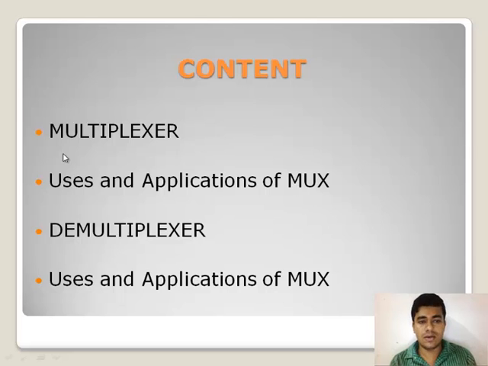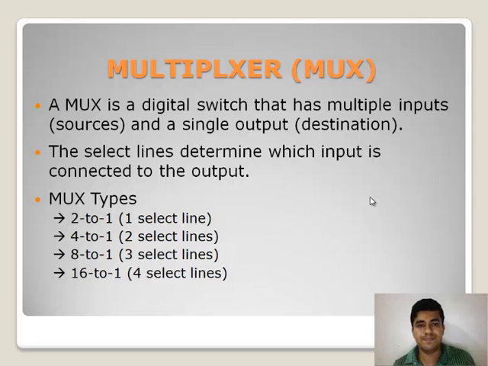First we will see the multiplexer, that is the basic functioning of the multiplexer, block diagram of the multiplexer and how it will be implemented. Then we will see uses and applications of the multiplexer. Then we will go further to demultiplexers. In demultiplexers we will see the uses and applications, also the basic functioning, block diagram, and how the multiplexer is used in industrial environment.